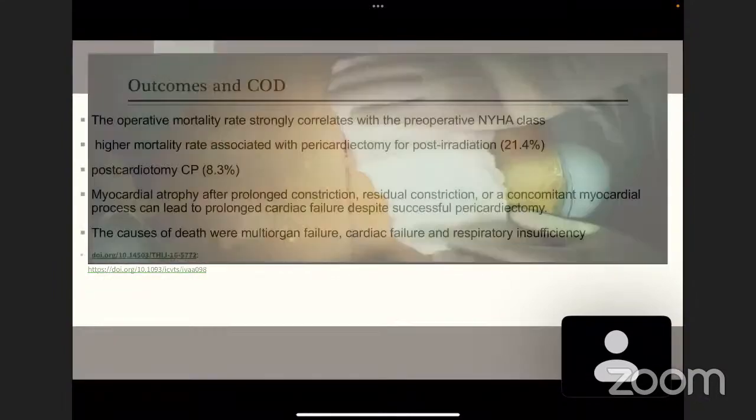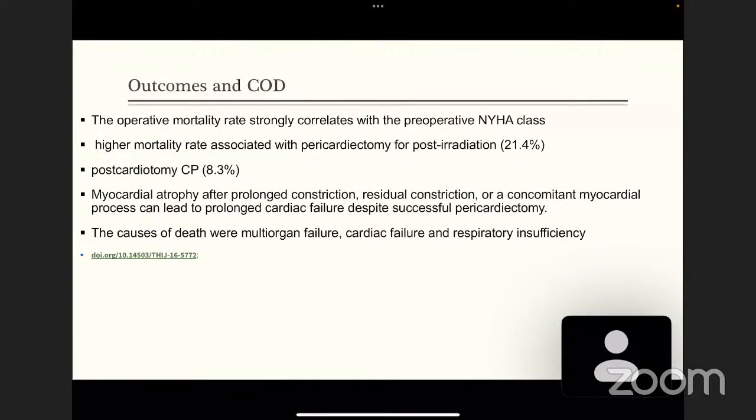Okay, so the outcomes and the cause of death. The operative mortality rate strongly relates to the perioperative NYHA class. Higher mortality rates are associated with pericardiectomy post-radiation. Post-cardiotomy constrictive pericarditis accounts for 8.3% of the cases. Myocardial atrophy after prolonged constriction, or residual constriction, or because of a concomitant myocardial process can lead to prolonged cardiac failure, even though the patient underwent successful pericardiectomy. The causes of death reviewed in the literature were multi-organ failure, cardiac failure, and respiratory insufficiency.